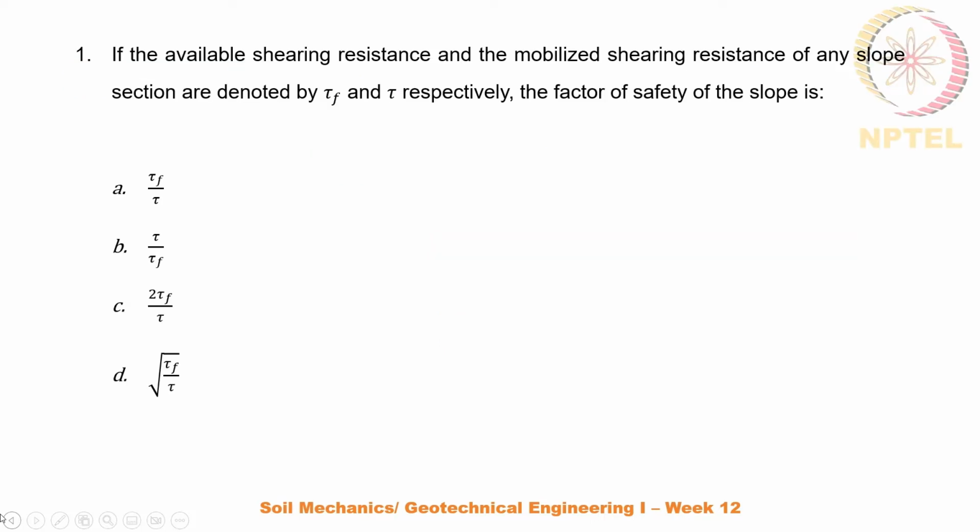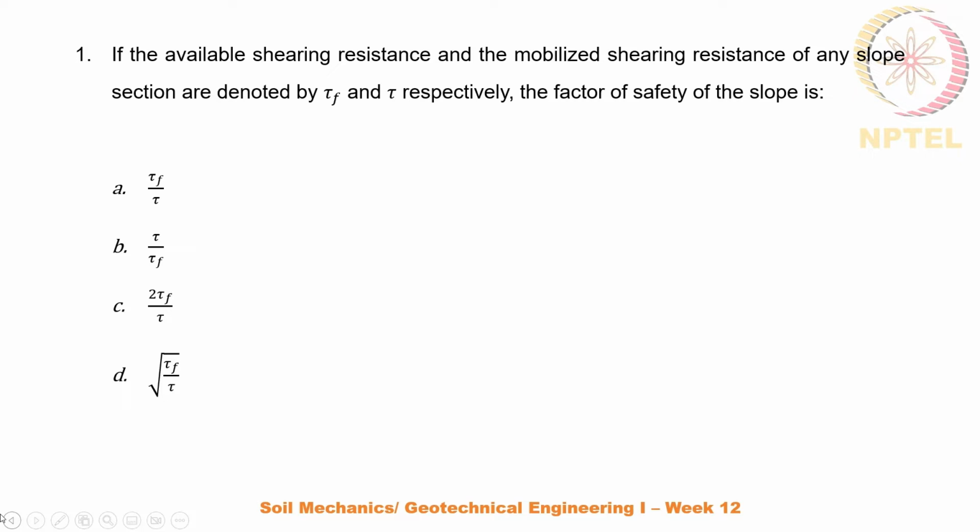So, here is the first question for today's session. If the available shearing resistance and the mobilized shearing resistance of any slope section are denoted by tau F and tau respectively, the factor of safety of the slope is. So, the available shearing resistance is denoted by the letter tau F and mobilized shearing resistance by tau. Then, how do we represent factor of safety? You can type in the answers in the chat box.